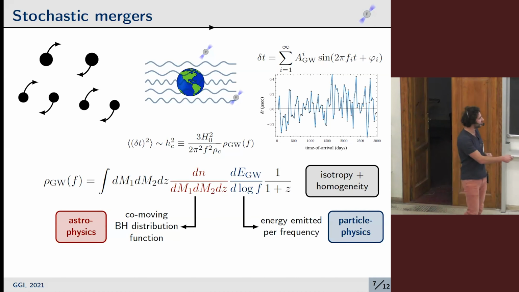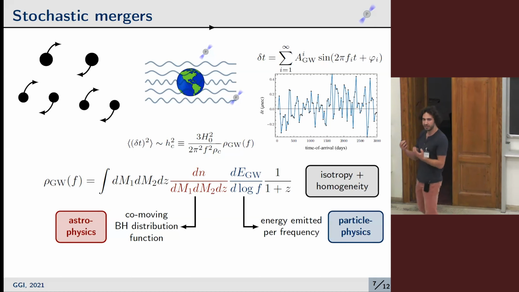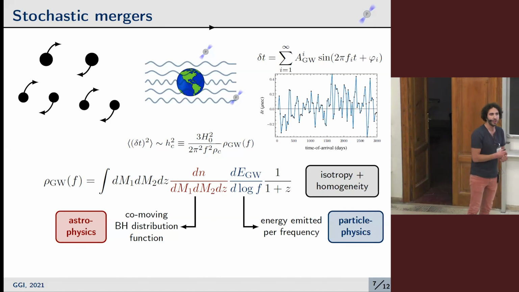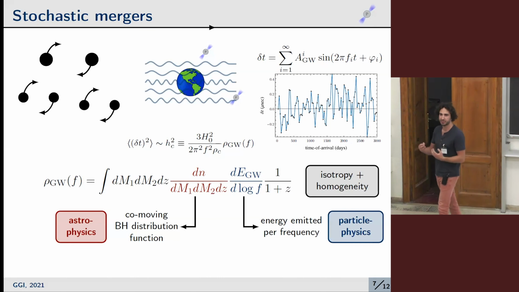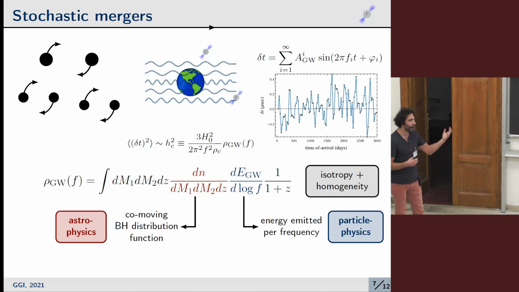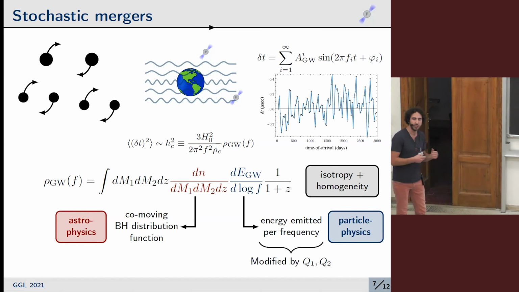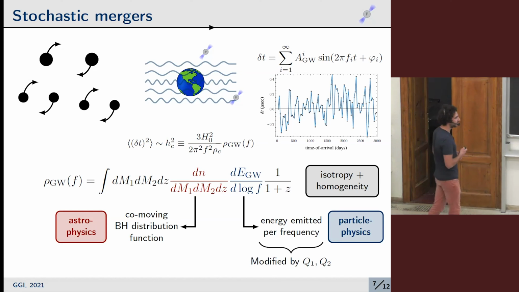But you have this second term over here, this dE d log f, which is a fairly clean quantity. And most importantly, it's where all the frequency dependence of this function will sit. So we can try to use the shape of the curves that we're going to detect soon as a way to probe particle physics. And this will also be modified by Q1 and Q2, the charge of these black holes.